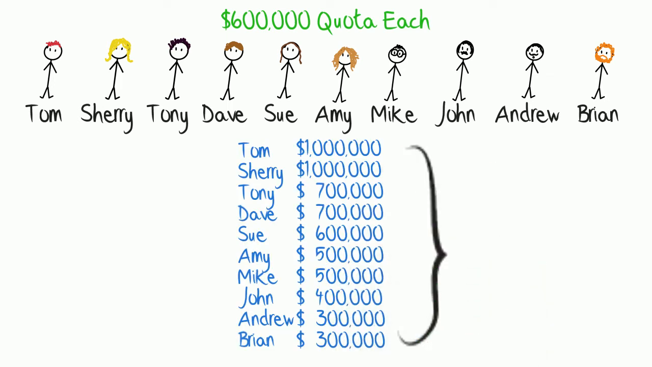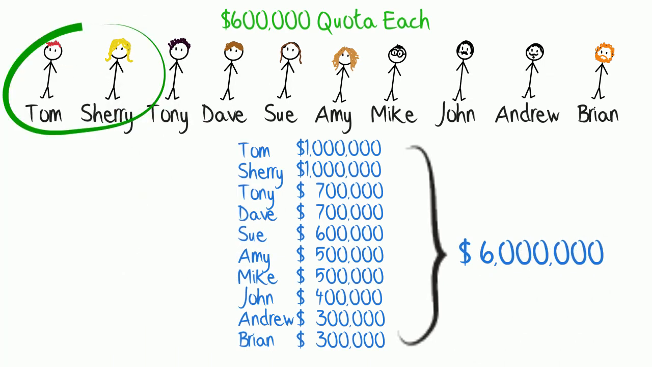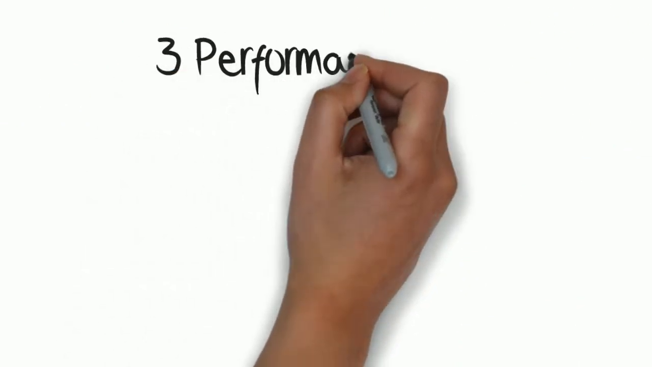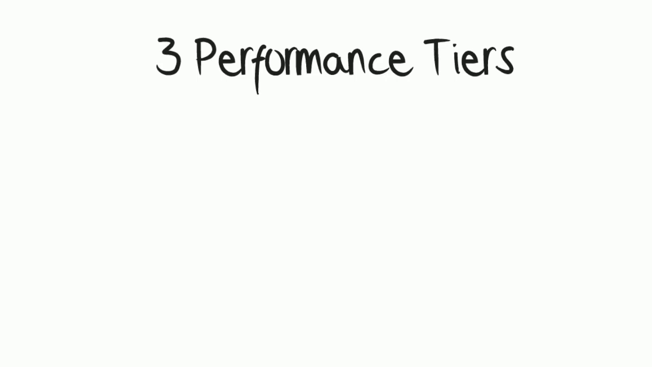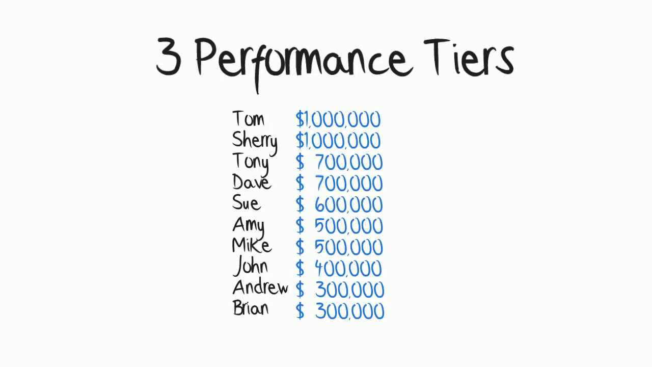As a team, we are 100% of our target, and it looks like we are aided by the overperformance of Tom and Sherry, and we are really feeling the pressure of Andrew and Brian. Alright, we said we need 3 tiers. Here is what most of us would do.